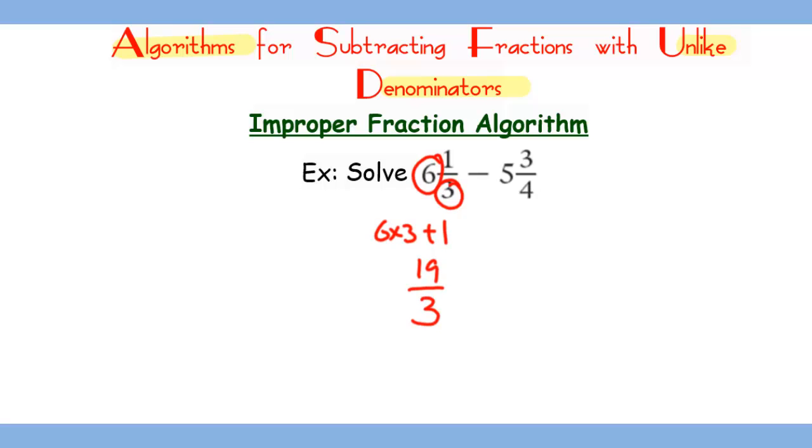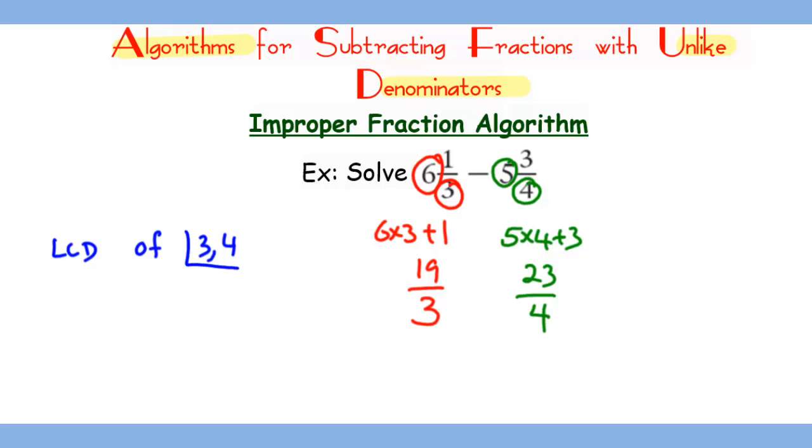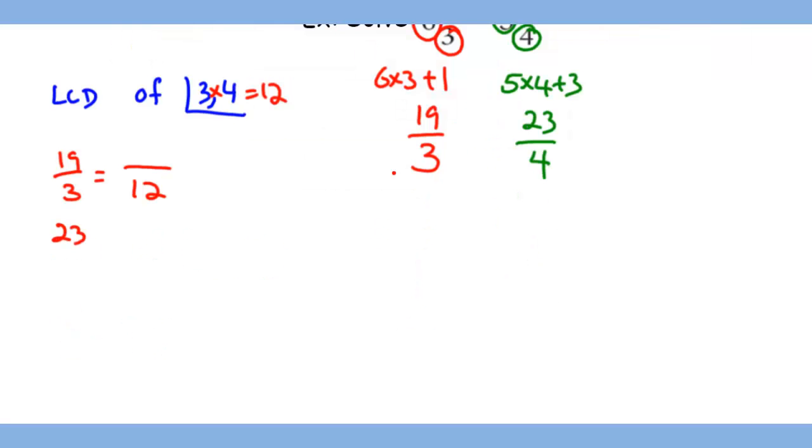And for 5 3/4, we also multiply the whole number with the denominator and add it back to the numerator, which gives us 23/4. And we will follow what we have learned from the previous video. For 3 and 4, the common denominator will be 12 because the two numbers are relatively prime. That means you want to turn 19/3 to a denominator of 12 and 23/4 to a denominator of 12 as well.